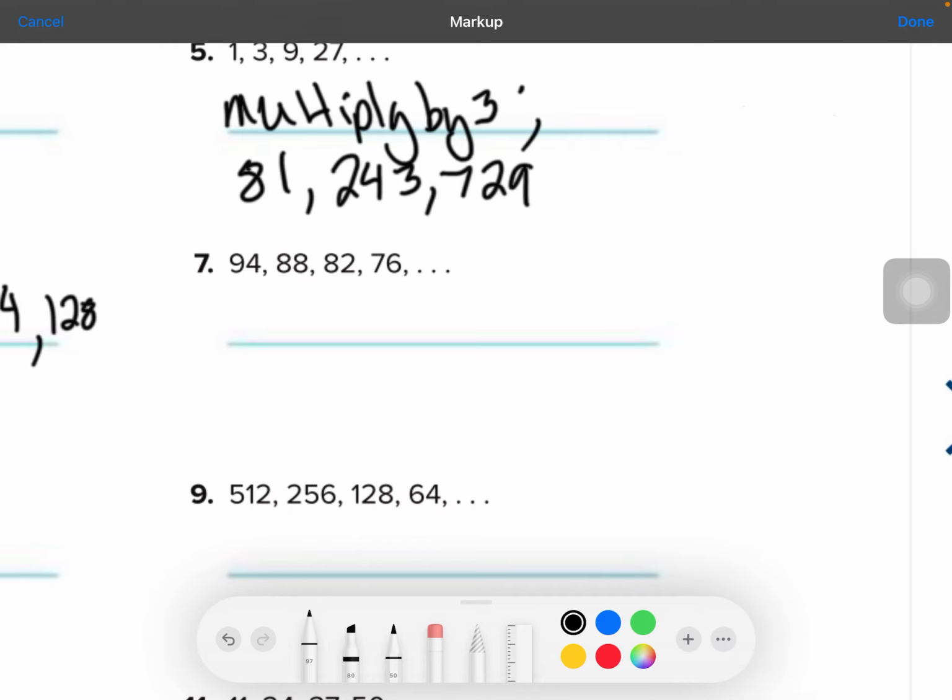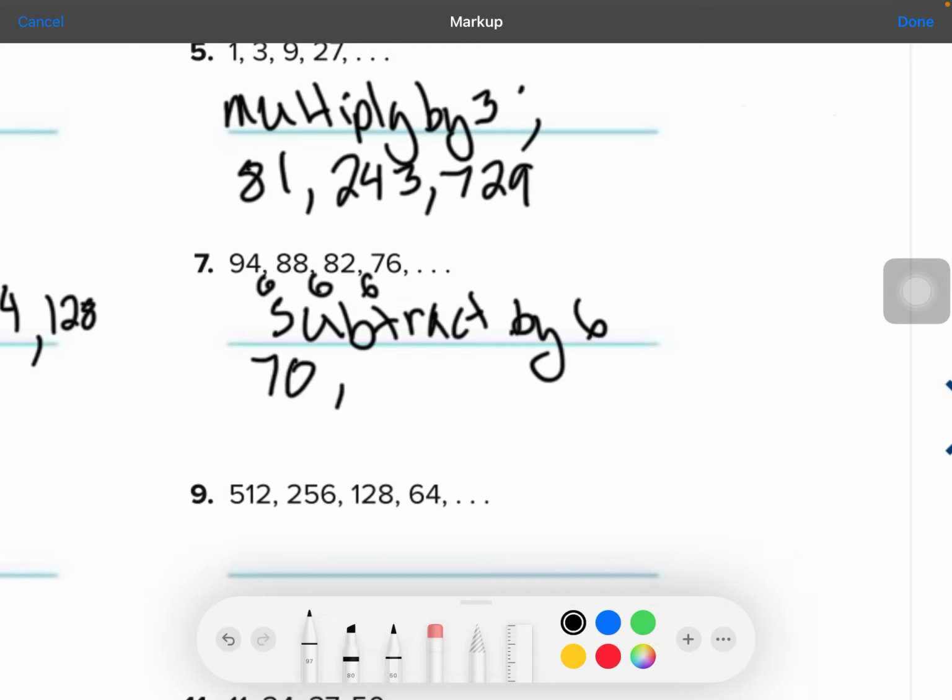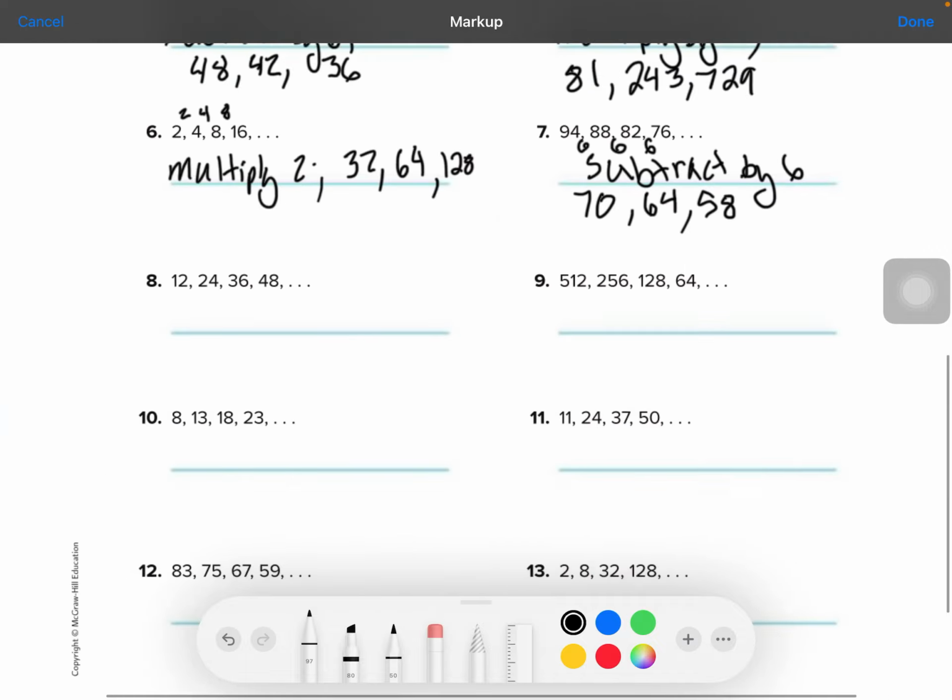Okay, number 7. Trying to find the pattern here. They're definitely getting smaller as they're going to the right, so it's not addition or multiplication. It's going to be subtraction or division. Looking at the difference here, it looks like there's about 6, 6, and 6. So I'd say it's subtract. So 76 subtract 6 is 70. And then 70 with 6 taken away is 64. 64 minus 6 is 58.